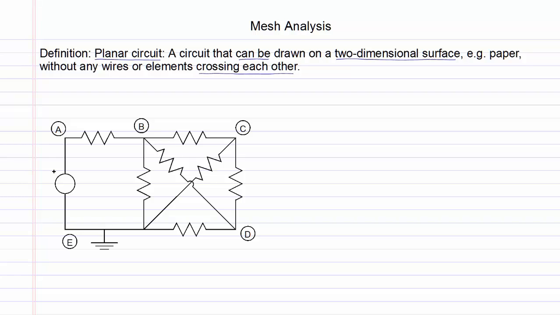Consider the circuit shown on screen. It has a voltage source and resistors in it. There are two resistors, R1 and R2, which seem to be crossing each other. We will redraw the circuit and begin with all the elements that do not cross each other.